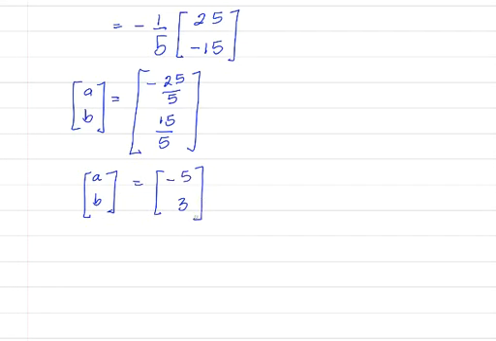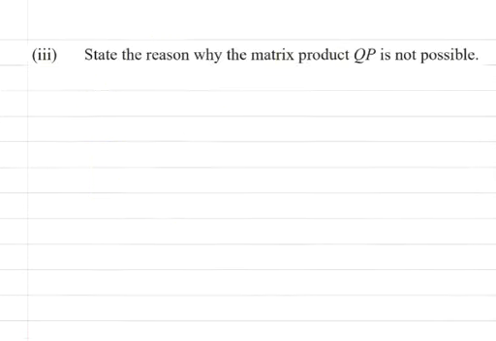Now, two matrices are equal if they're of the same order and all the corresponding elements are equal. So therefore, A must be equal to minus 5 and B must be equal to 3. A is minus 5 and B is 3. Alright, there's one more part of this question. It says state the reason why the matrix product QP is not possible.